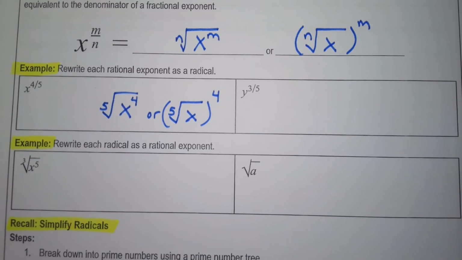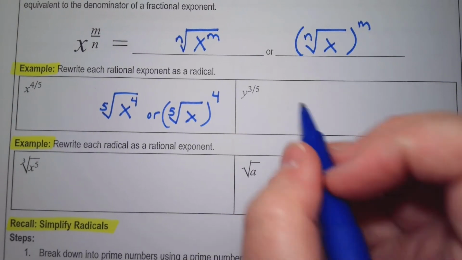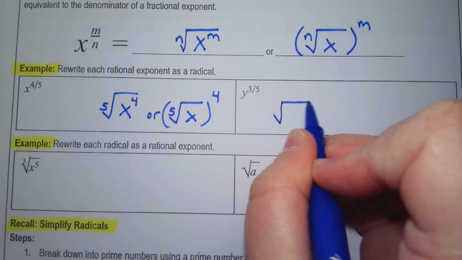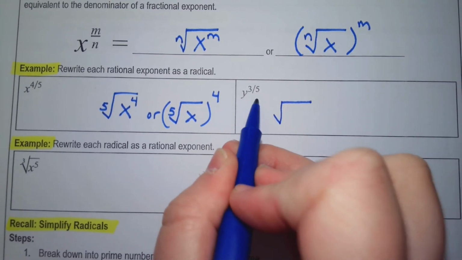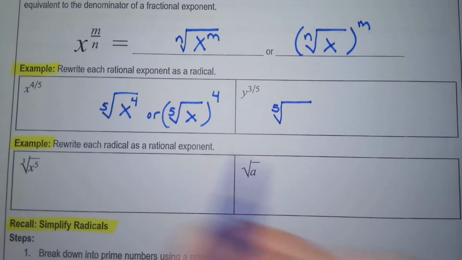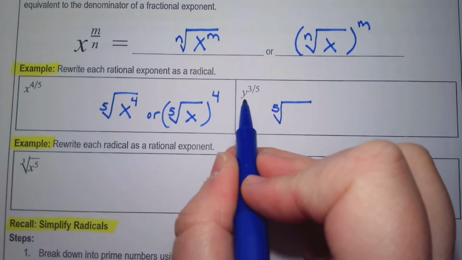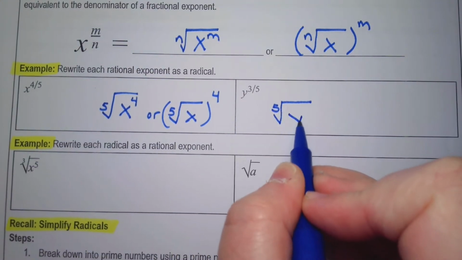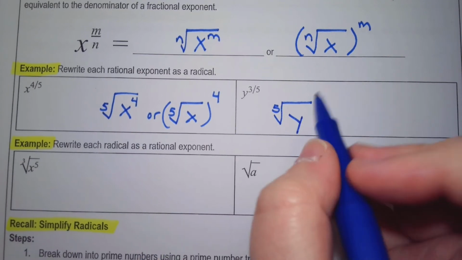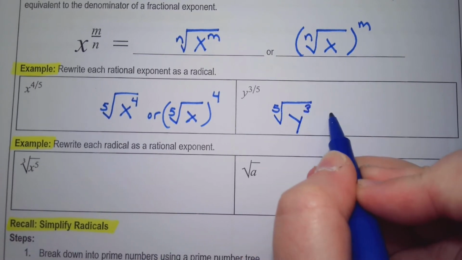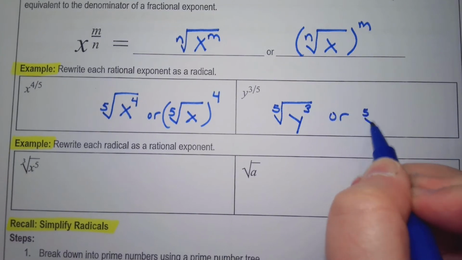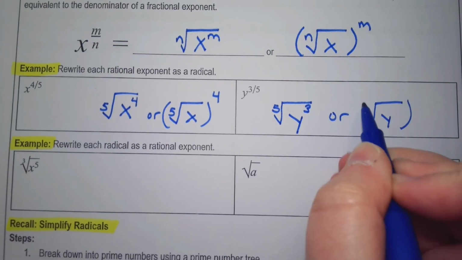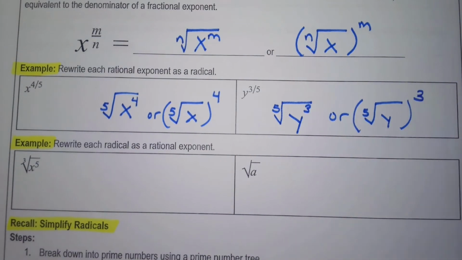So here, next one, start with our radical. 3/5. So our index is 5 again. The base of our exponent is y, so it goes underneath the radical. And then 3. We can either keep that inside or put parentheses and put it to the outside. So that's going from rational exponent to radical.